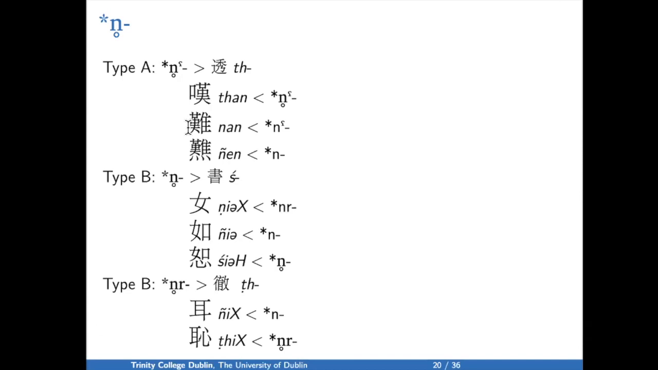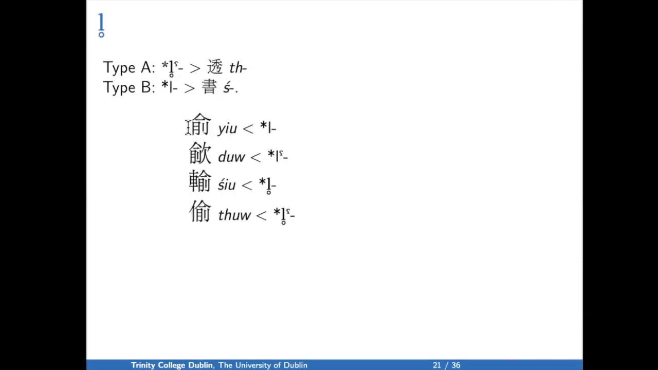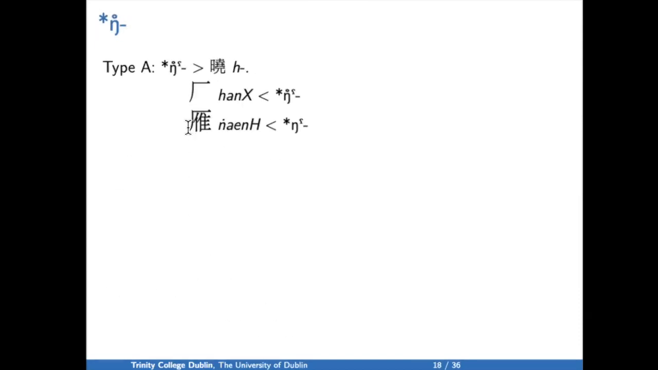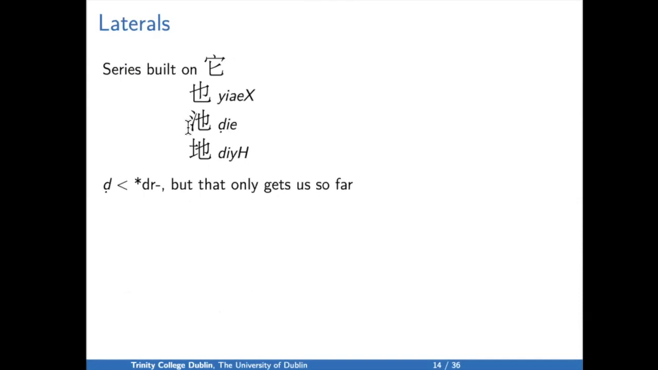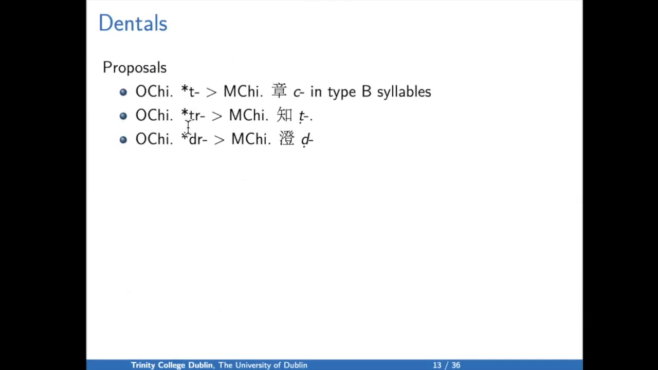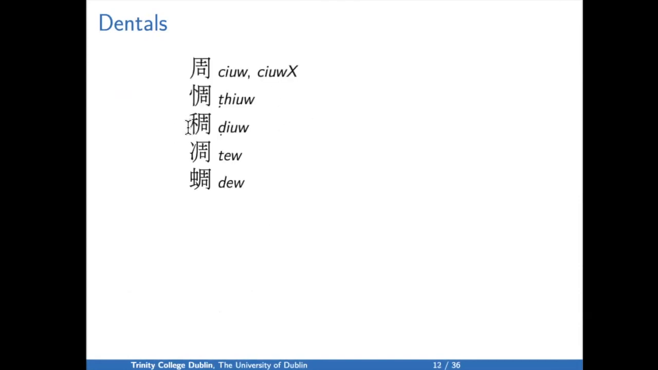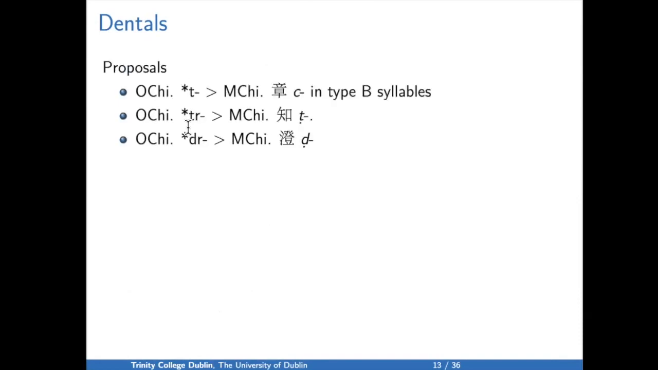And then last but not least, this ha, we can reconstruct back to na, and that occurs in type B syllables. Whereas, you know, we might have expected it to be a sha based on the middle examples. All right, so now we've dealt with, to review, we started with dentals and just showed that this is the kind of simplest case, we can fix a series like this.